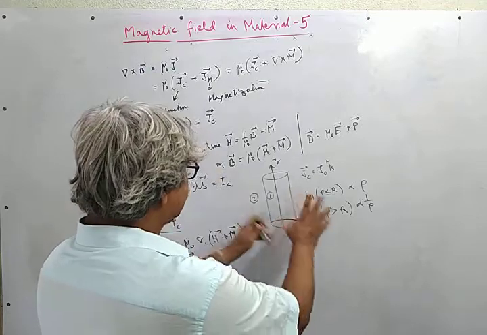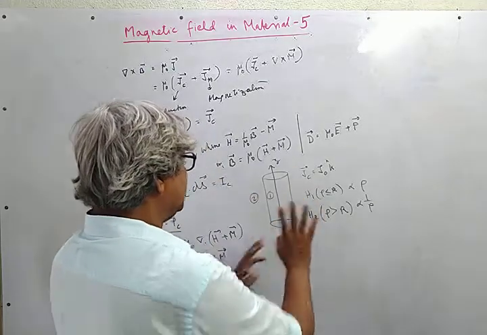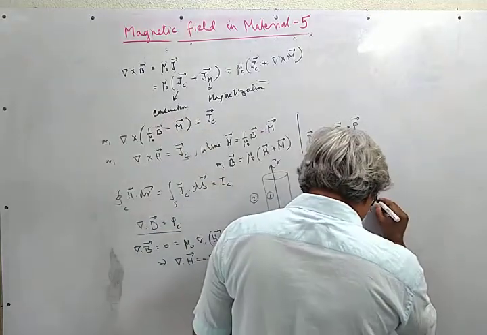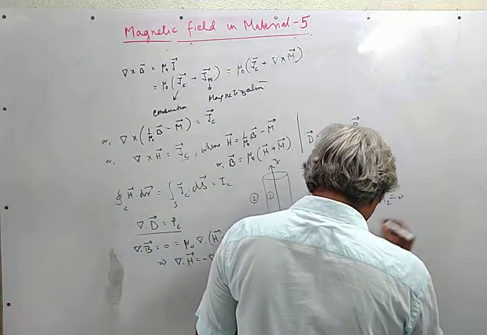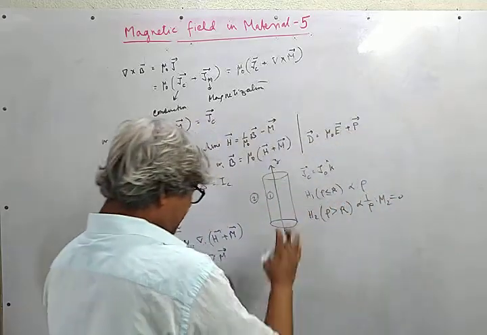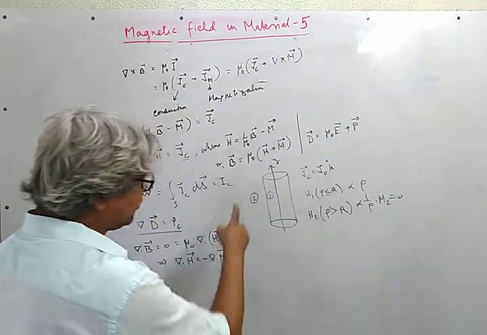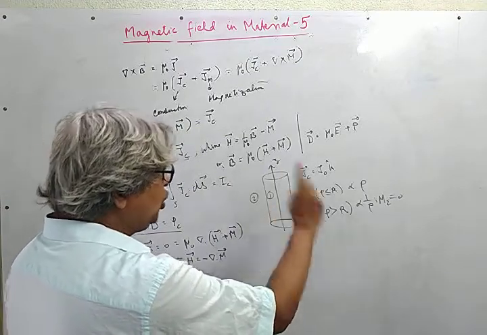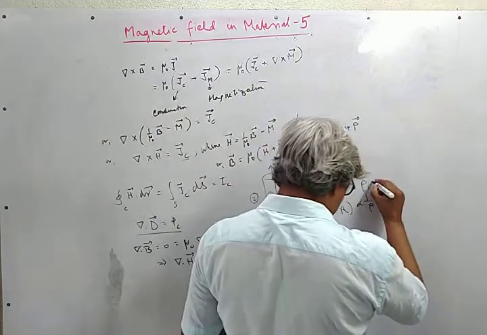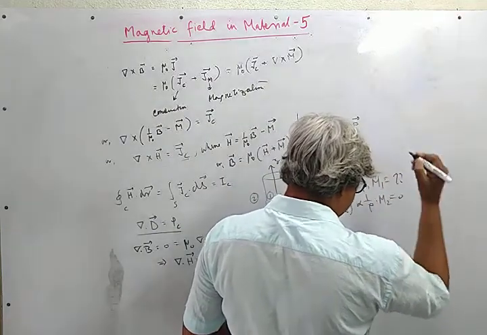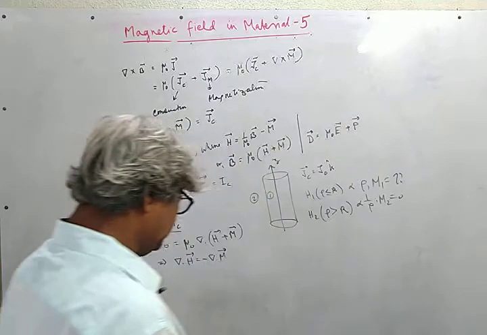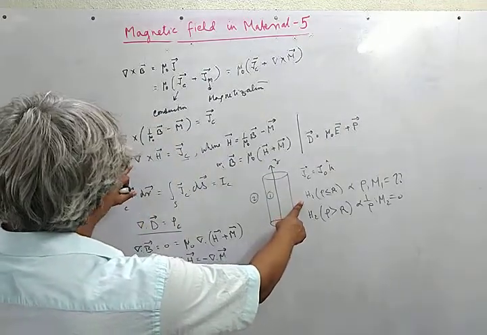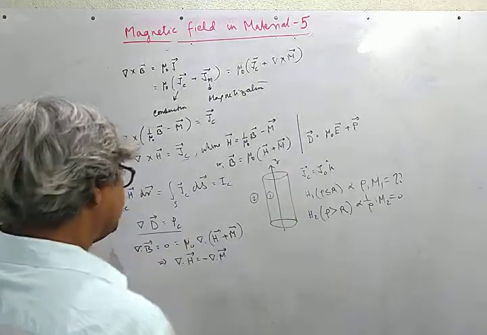Since this conductor is placed in vacuum, we know that M2 is 0, so B2 is known. So the B field, magnetic induction field, is known at an external point. But since it is a magnetized material, we do not know M1 here right now, so B is not known. But H can be calculated very easily. That is the utility of introducing H field.